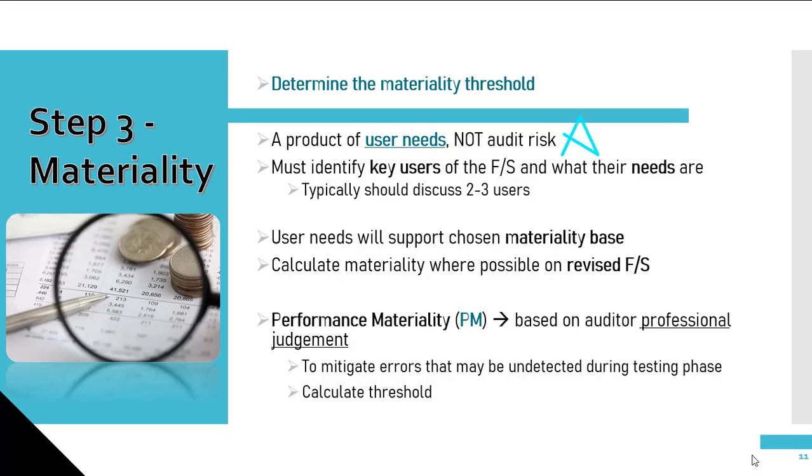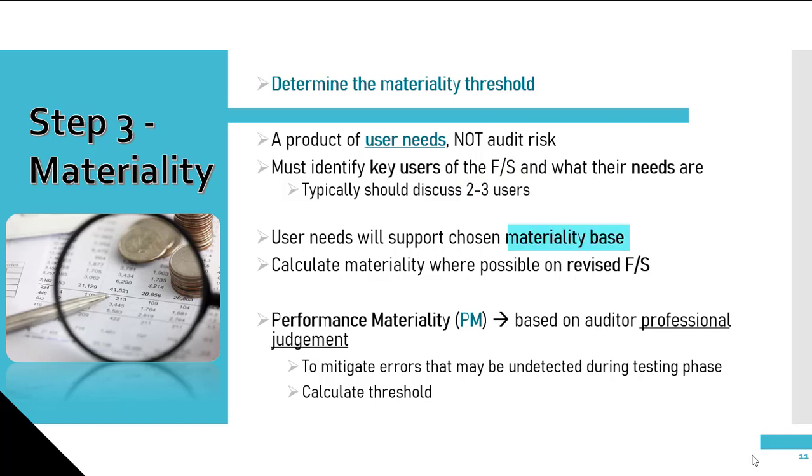Materiality is a product of user needs, not the audit risk. Therefore, you must identify the key users of the financial statements and what their needs are. For example, potential investors may be concerned with the overall profitability, but the bank could be more interested in debt and equity based on covenants. In my experience, it is usually a good idea to discuss 2 to 3 users, and understanding these user needs will provide support for your chosen materiality base.